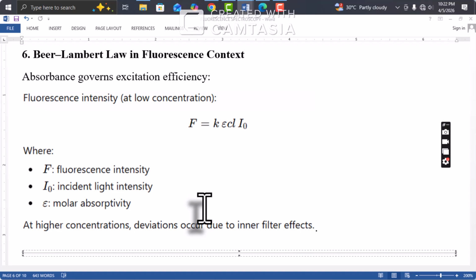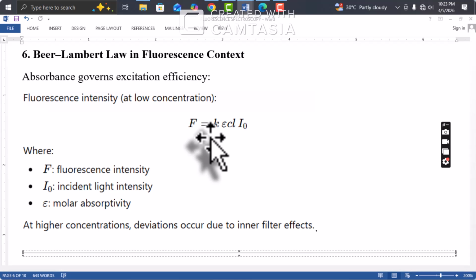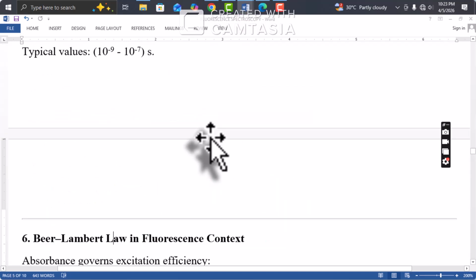Where F is your fluorescence intensity, this symbol that looks like E is epsilon, your molar absorptivity. C is the concentration. This small l here is the path length. I naught is the incident light intensity. This small k here is the instrumental adjustment to ensure that your work is accurate. So take note of that for Beer-Lambert's law in the fluorescence context.